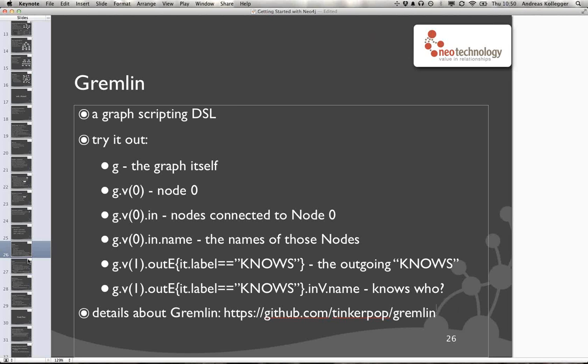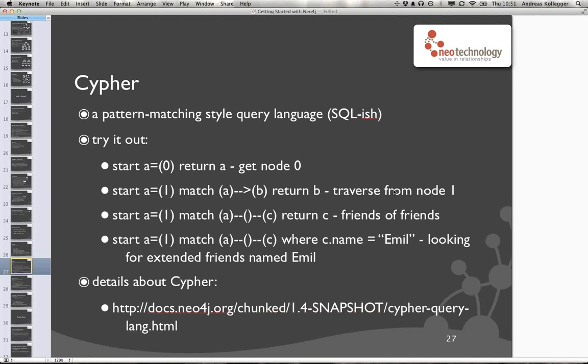Let's take a quick look at Cypher as well. Cypher, as I mentioned, is a SQL-like query language. It takes the approach of pattern matching for looking in the graph. Looking at these examples here, it's slightly more verbose than Gremlin, but it's also, from our perspective, very humane. It's very readable, so you can just read this like a sentence and figure out what it's supposed to do. If you want to start at some node that we're going to call A, and we want that to be index 0, the node 0, we want to return A, so that's going to get node 0.